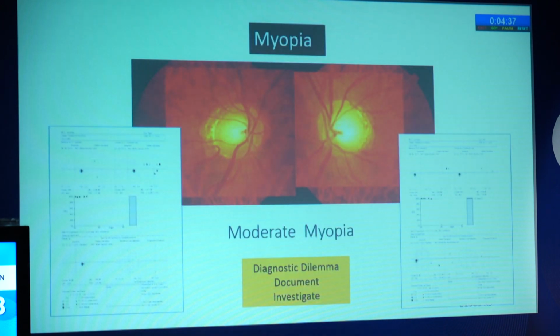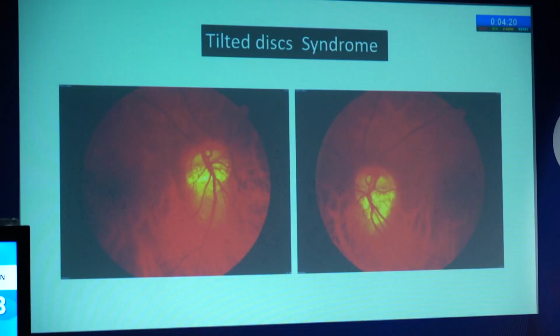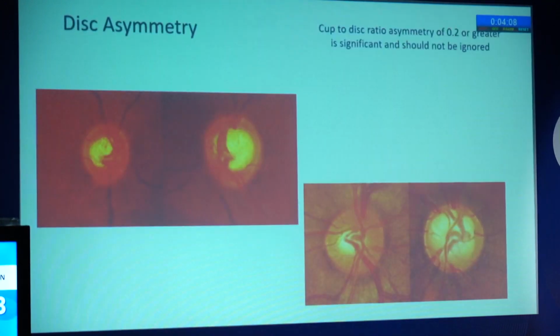Myopia also looks like glaucoma but may not be glaucoma, so you need to investigate. Maybe you have to do serial documentation of perimetry and conclude. A myopic tilted disc is again mistaken as thin NRR because of the atrophy, also temporal atrophy, but you need to document and have serial photographs. Tilted disc syndrome is a syndrome where the discs are obliquely inserted and you can get a peripapillary crescent inferiorly. So this is a syndrome and definitely not glaucoma.